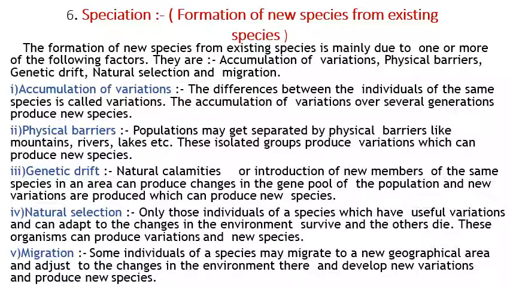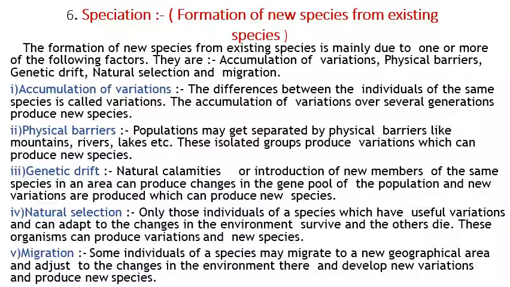Third is genetic drift. Natural calamities or introduction of new members of the same species in an area can produce changes in the gene pool of the population, and new variations are produced which can produce new species. Fourth is natural selection. Only those individuals of a species which have useful variations and can adapt to the change in the environment survive and others die. These organisms can produce variations and new species.